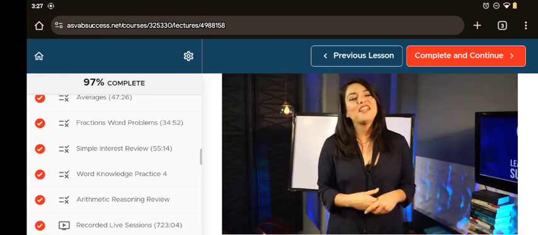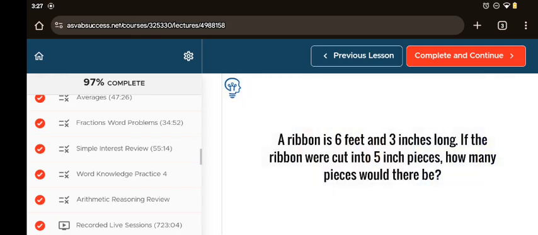All right, next question. A ribbon is 6 feet and 3 inches long. If the ribbon were cut into 5-inch pieces, how many pieces would there be? Give it a try.